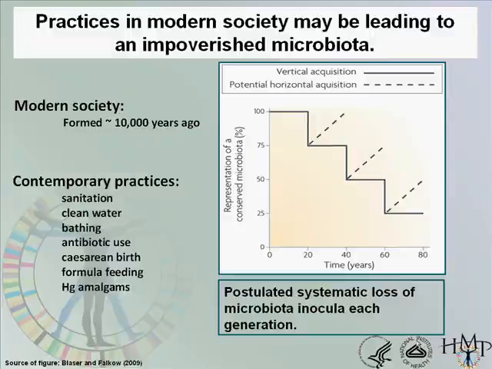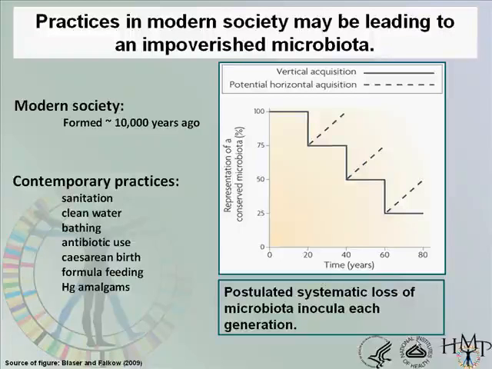And basically it boils down to, let me look at the left-hand panel, contemporary practices like sanitation, clean water, bathing, antibiotic use, cesarean birth, formula feeding, and mercury amalgams in our fillings are all playing a role in killing off or removing or reducing our exposures to typical floras that we were constantly exposed to over the evolution of the human species.